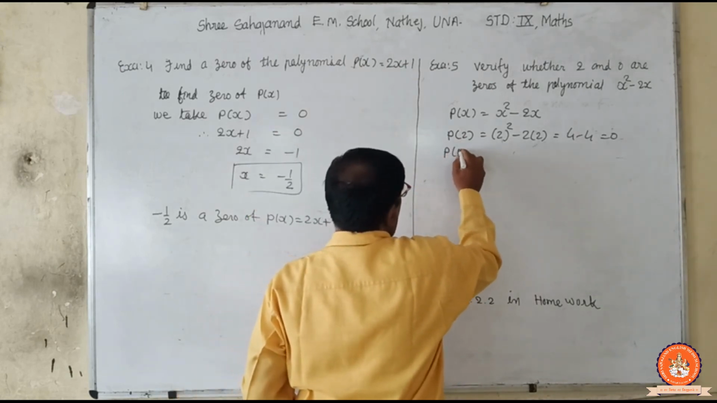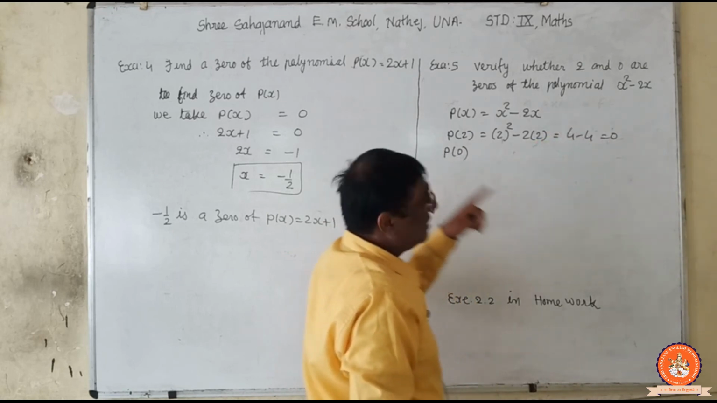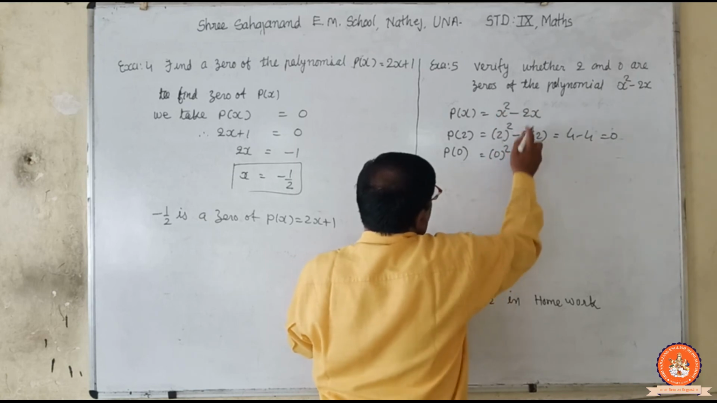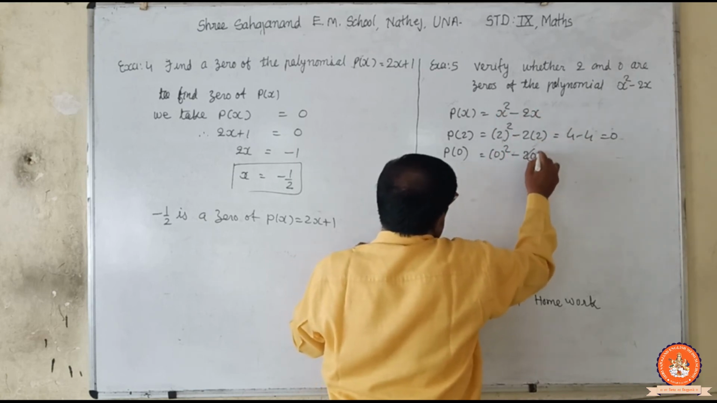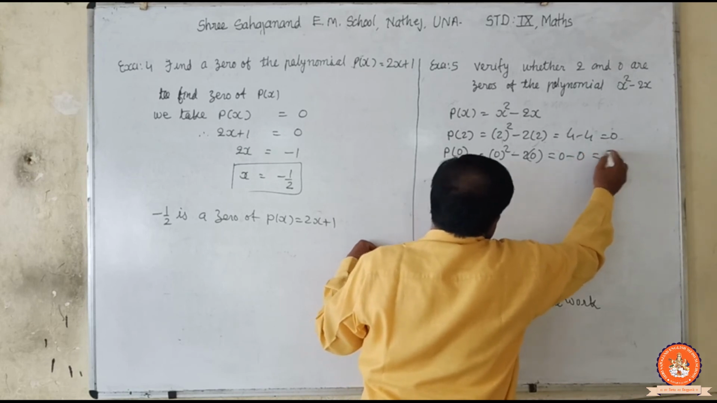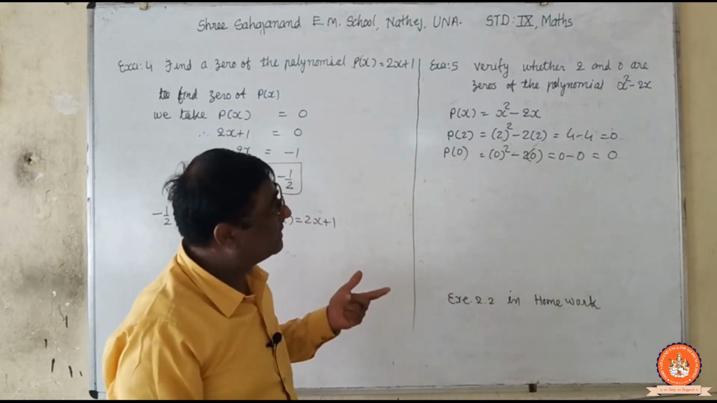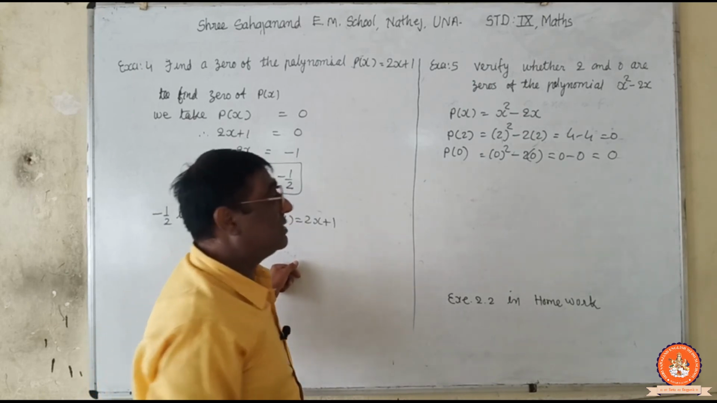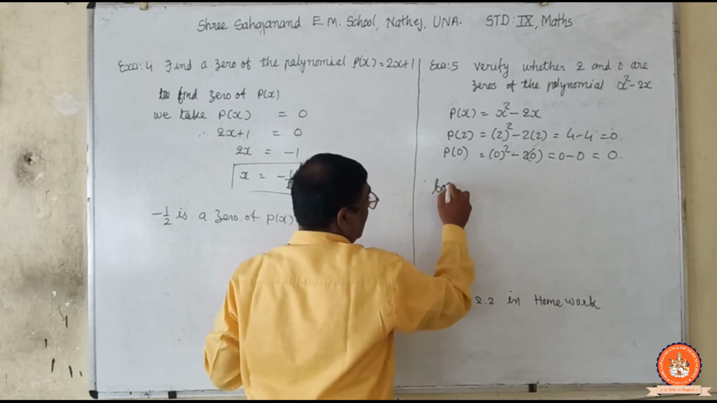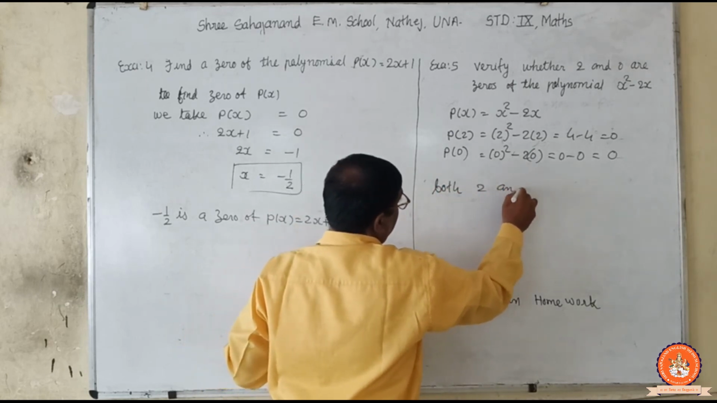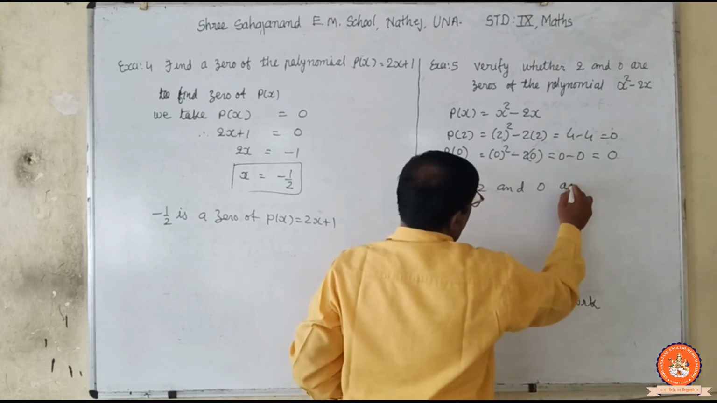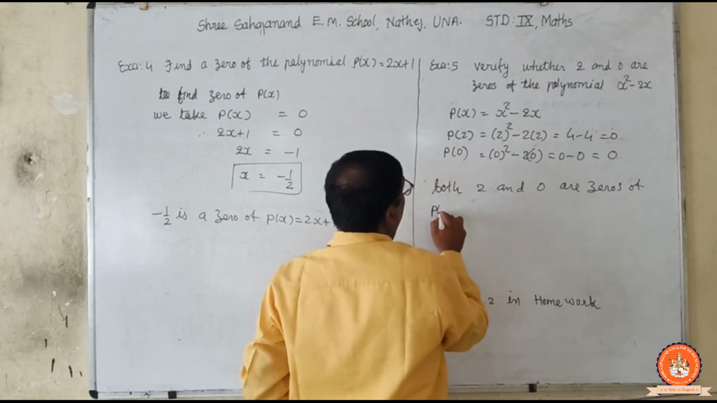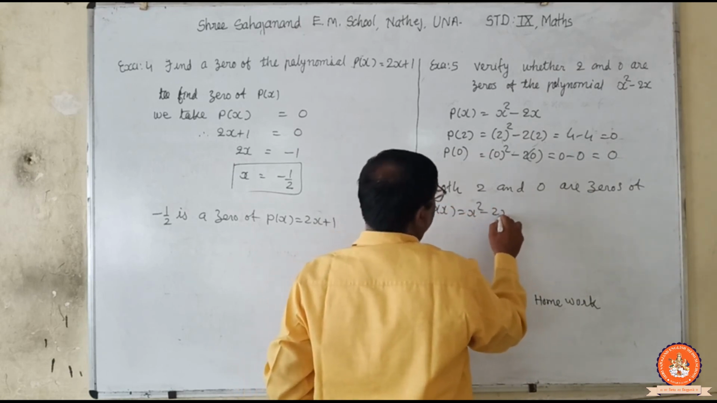Now let us check whether 0 is a 0 of the polynomial or not. Square of 0 minus 2 into 0, that is 0 minus 0 is equal to 0. Yes, both 2 and 0 both turn the value of polynomial to 0. So here both 2 and 0 are zeros of p of x is equal to x square minus 2x.